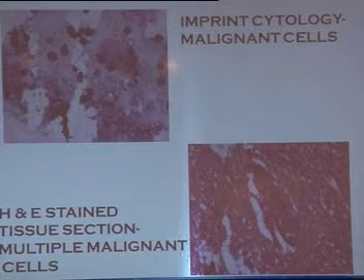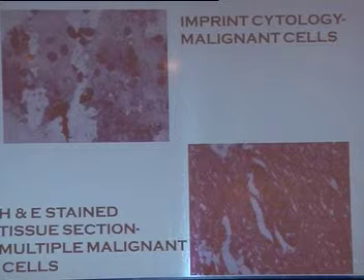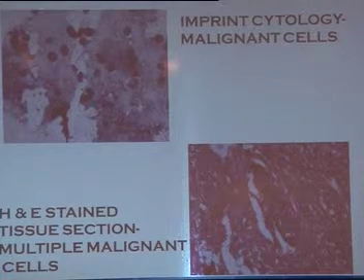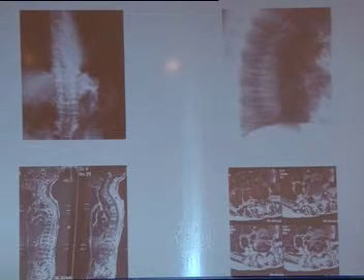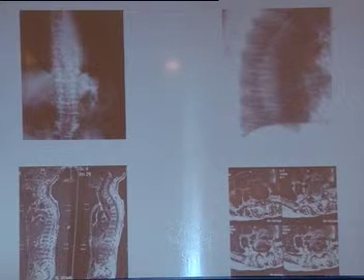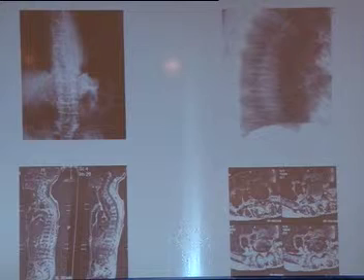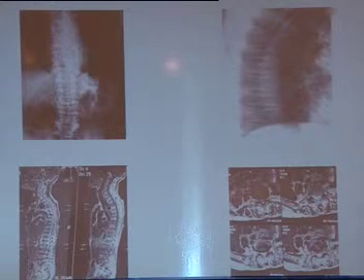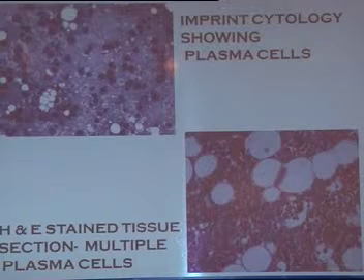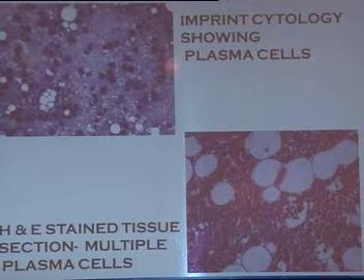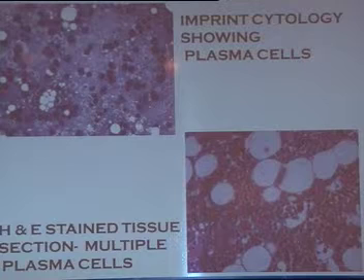Imprint cytology suggests multiple malignant cells, which was confirmed by histopathology. This is another case, a 65-year-old male presented to us with diffuse back pain involving multiple lytic lesions involving multiple dorsal and lumbar regions. MRI suggestive of iso to hyperintense lesion on both T1 and T2. His imprint cytology suggests it is plasma cell, which is found to be multiple myeloma on histopathology.